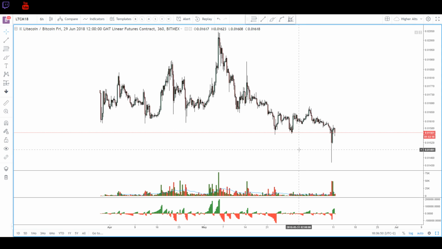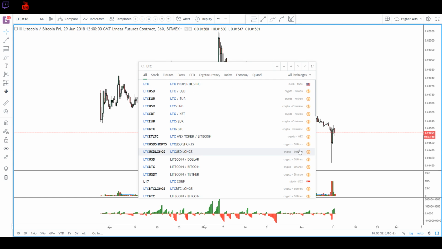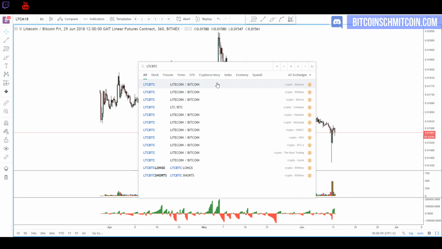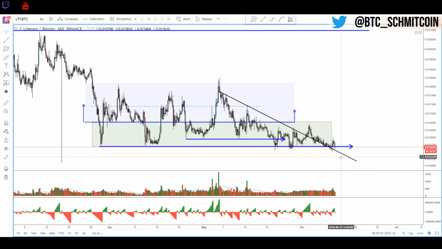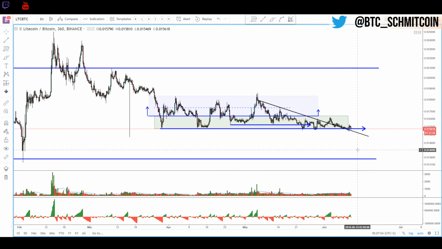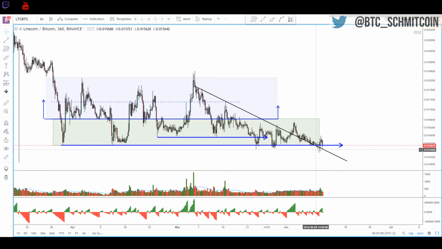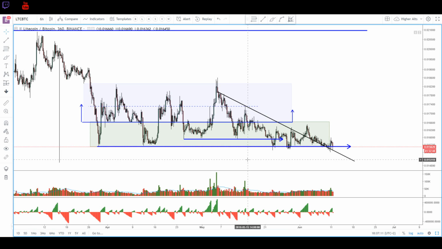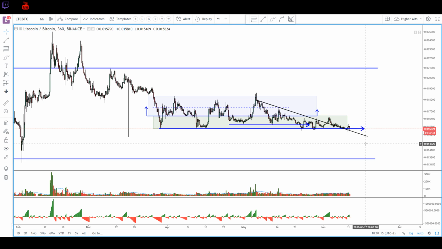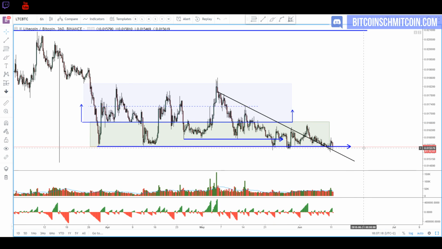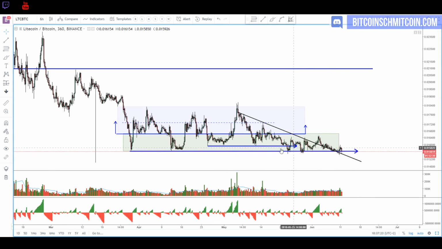So if we look back again, it went down to 0.0144. But if we look at Binance, it came nowhere close to there. Nowhere close. 144 is down here. So it held very well on Binance. Basically, the leverage markets took a big hit, and it makes sense because of the liquidations. But the unleveraged markets held up very well.